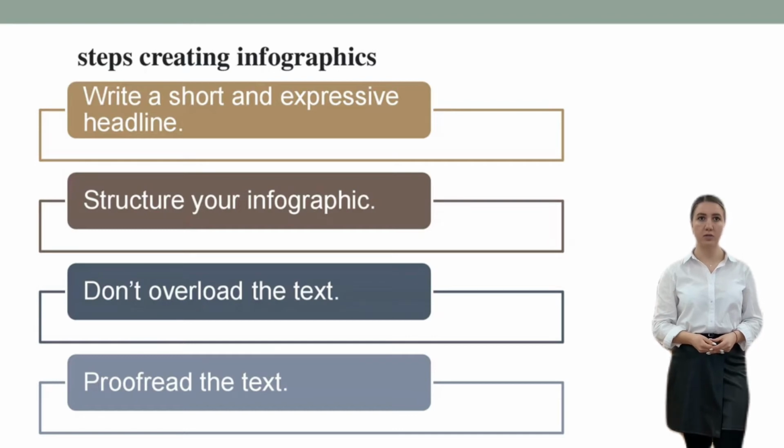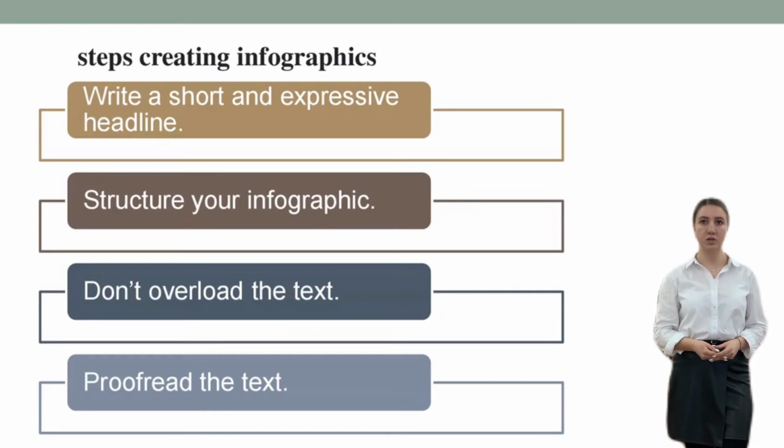Don't overload the text. Remember that an infographic is a visual aid and you can't use more words than images. There should always be balance, so as not to bore your kids. Proofread the text. This is even more important than just writing. Try to delete unnecessary words from the text and leave the most important ones.